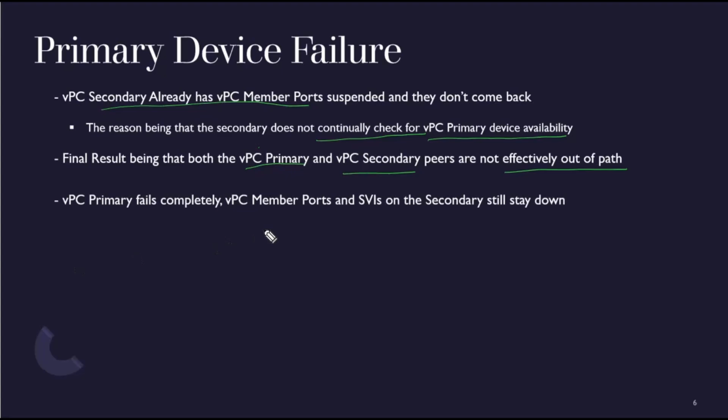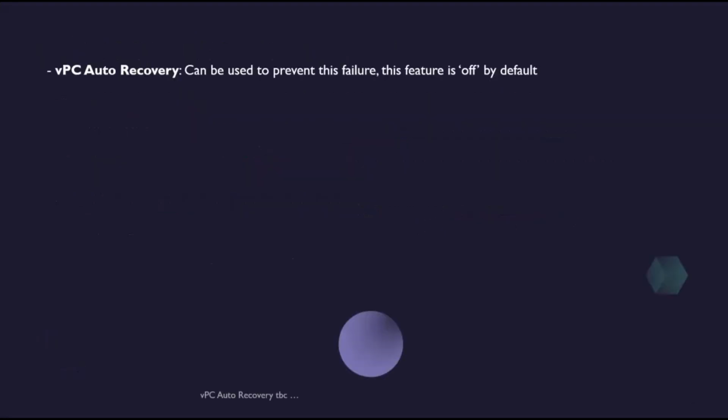So to recap, the VPC secondary device, upon peer link failure, shuts down its member ports and suspends its SVIs. The VPC primary now completely fails. The member ports and the SVIs on the secondary still stay down. To solve this failure condition, Cisco came up with a feature called VPC Auto Recovery. It's a feature that is disabled by default, and it allows the secondary to assume the primary role if it detects that the peer has gone down after a peer link failure.